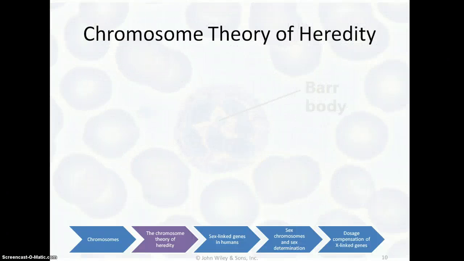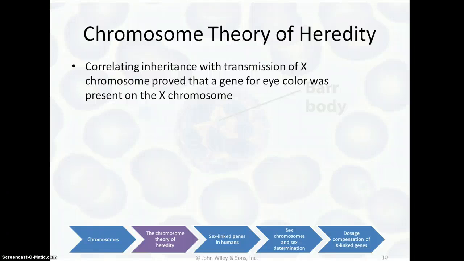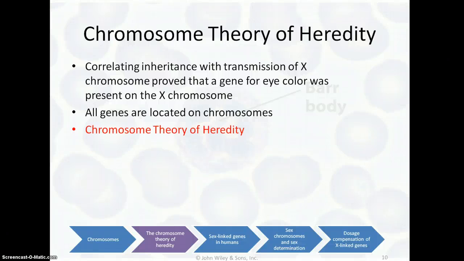So these experiments led Morgan to his chromosome theory of heredity, which is really just as important as Mendel's principles. Now, what this theory states is that by correlating the inheritance of a trait, in this case eye color, with the transmission of the X chromosome, Morgan was able to prove that the gene for eye color was actually present on the X chromosome. And he next surmised that because of this, all genes must be located on chromosomes, and this basically led to his famous chromosome theory of heredity.